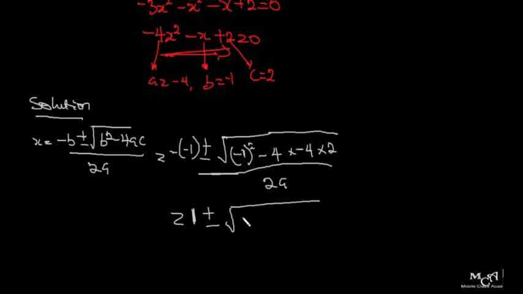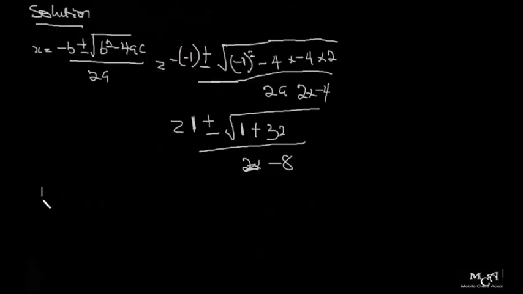Then this will give us minus times minus, that's plus 1, then plus or minus square root of minus 1 squared is plus 1. So minus times minus is plus. 1 times 1 is 1. So we have that. Minus 4 times minus 4, that is plus 16 times 2, plus 32, over, what is our a? Our a is minus 4, right? This is 2 times minus 4. This will be minus 8.